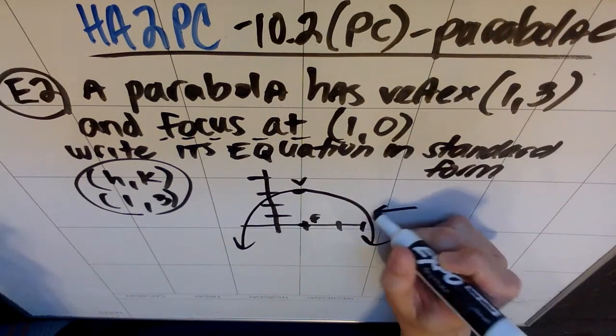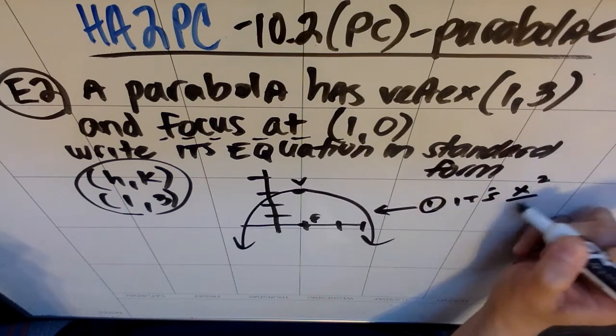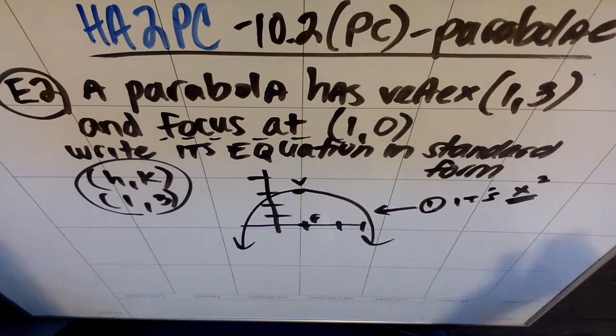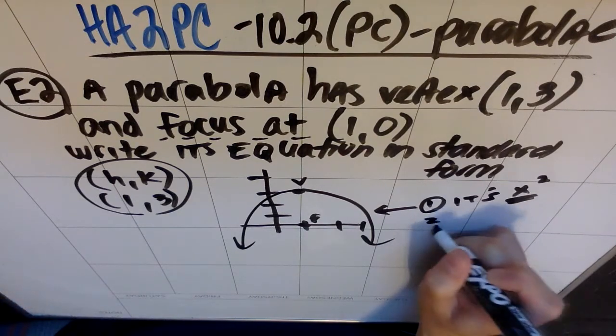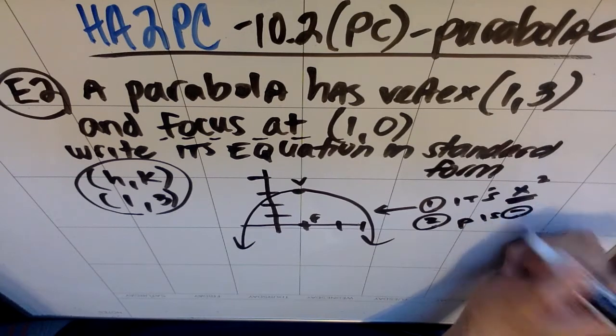So a couple pieces of information here. Number one, it's x squared. This is an x squared, not a y squared, because it opens up or down. The ones that open up and down are x squared. The second piece of information is because it's opening down, p is negative, okay?